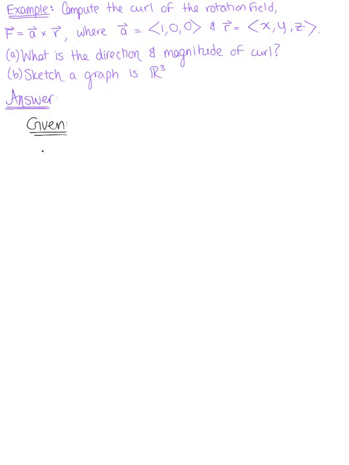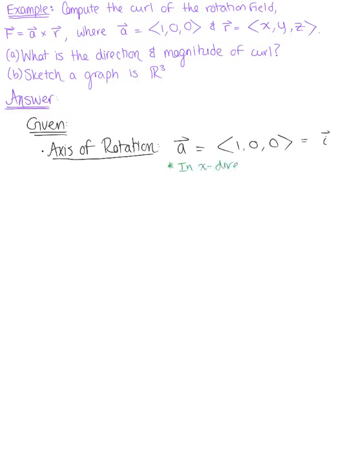So thinking about what we're given here, we have our axis of rotation, which again is defined as vector A, and that's 1, 0, 0. We can even just write this as i hat. So it's in the x direction. And then we've also got a position vector defined as R is equal to x, y, z.